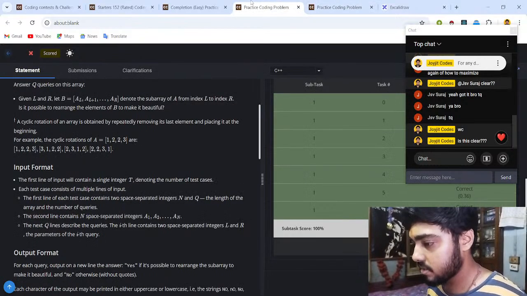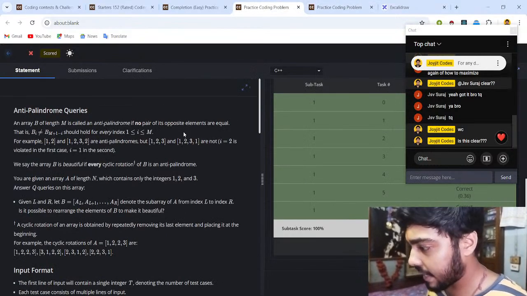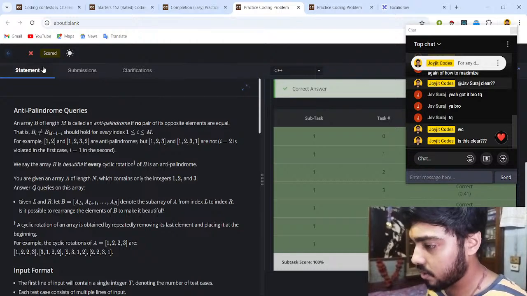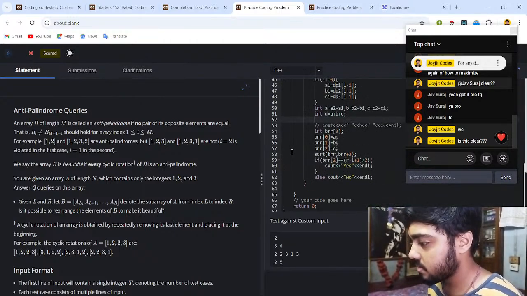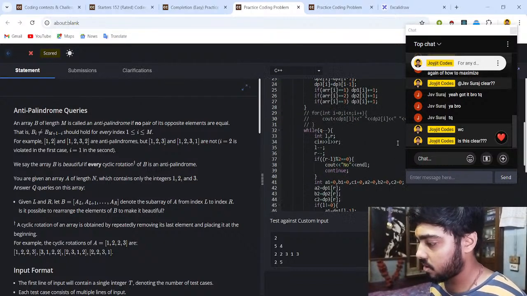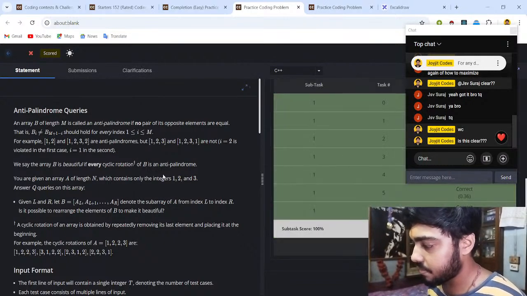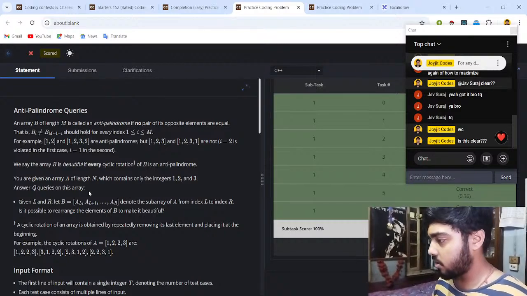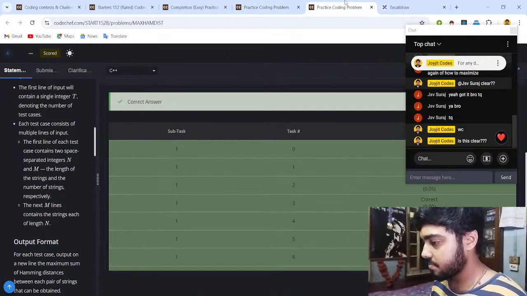That is the anti-palindrome queries. You don't need to think about this, because I think this is a glitch. It doesn't get fixed. I'll explain you the whole thing. You don't need to worry about that. It got accepted. So if this is clear, then only I go to the next problem.